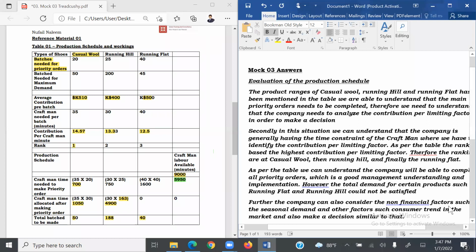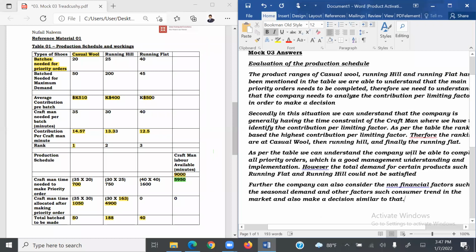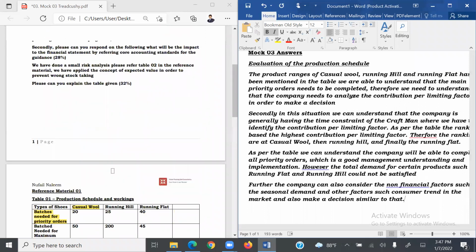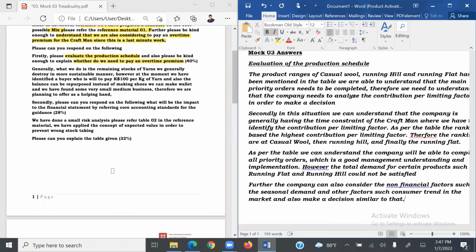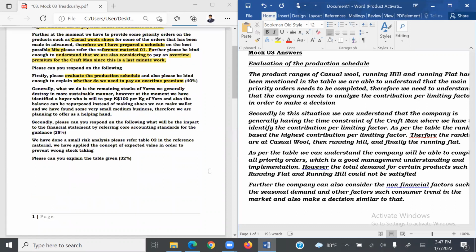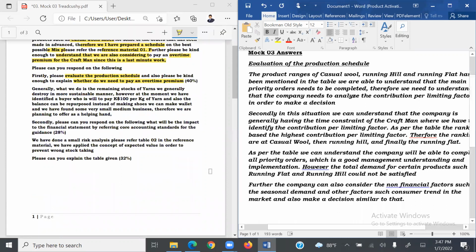So students, what we have done, we have gone through the full ideology. So this is the evaluation of the production schedule. Even it can be more students. You have the past papers, you can just go through that and get the understanding, but explain whether we need to pay an overtime premium. That is the next question.